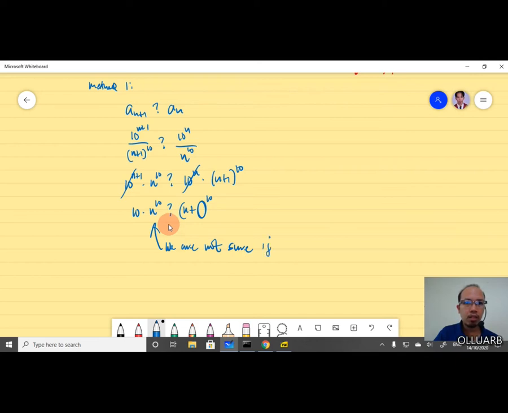if 10 to the 10 times n to the 10 is less than or equal to n plus 1 raised to the power of 10. Okay, not sure again. So let's try method number 2. Okay, method number 2. So I will correct this one later. Okay, this is n plus 1.